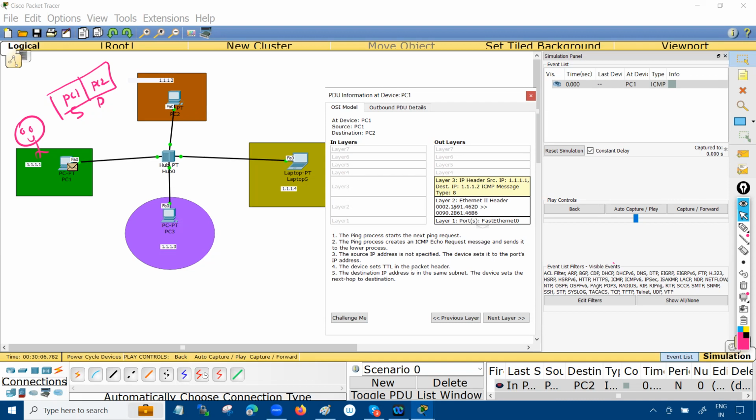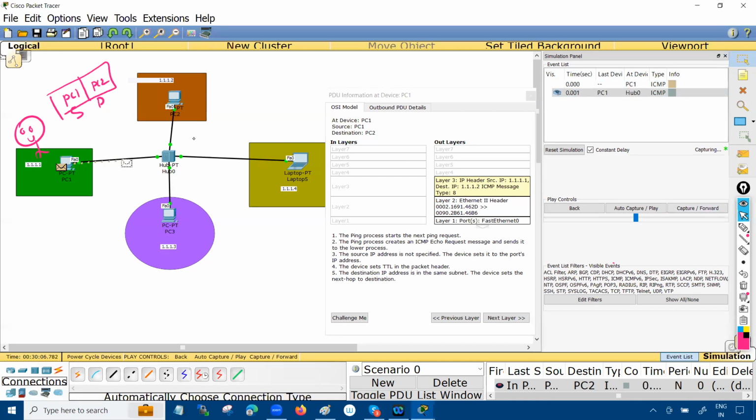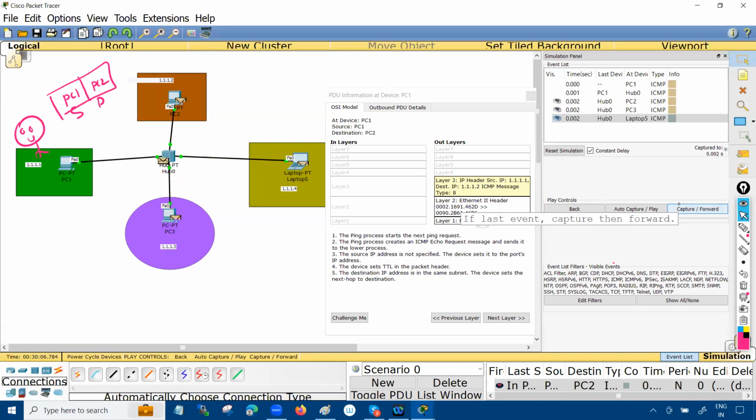You can even see the layer 2 address. The layer 2 address, we have 0002. That's the MAC address of PC1, right? And 0090, that's the MAC address of PC2. Do you know what happened in that case? If I capture and forward this packet, when this packet comes to the hub, what will the hub do? Hub is doing the broadcasting.